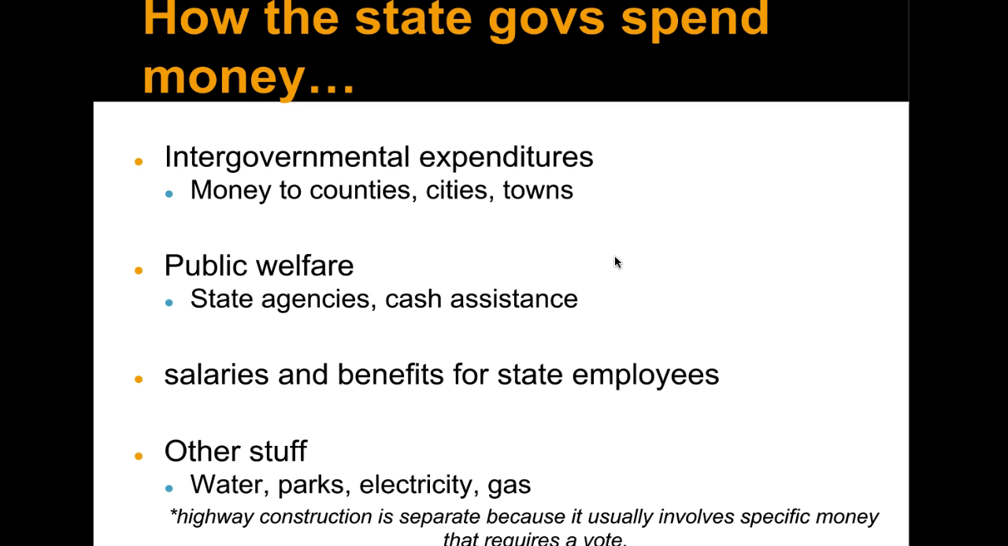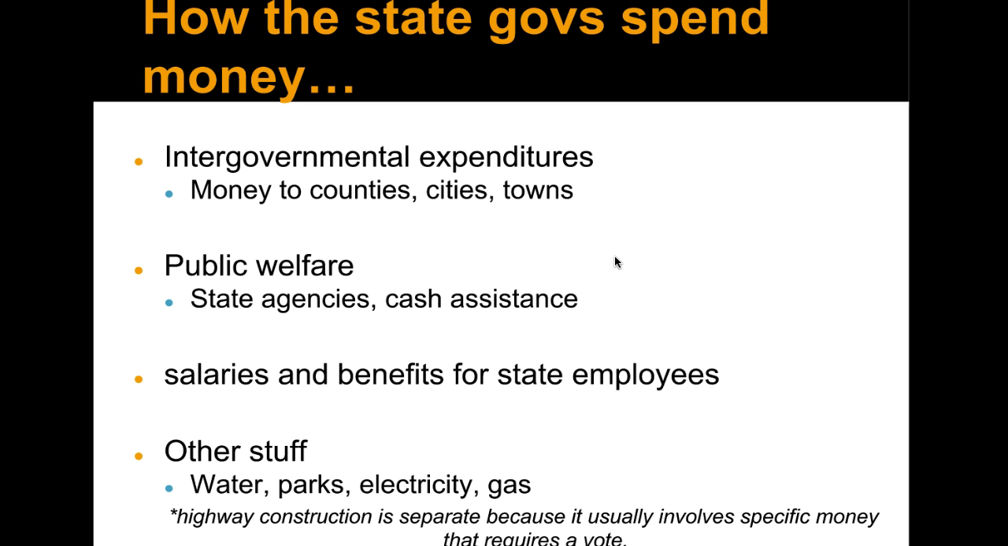All right, how the states spend money. The largest category of state spending is intergovernmental revenue, those grant and aid programs where they pay money to counties, cities, and towns. Public welfare is the second largest category of state spending. That can be cash assistance to needy families, payments for medical care, spending to maintain welfare institutions, and other expenditures on welfare.